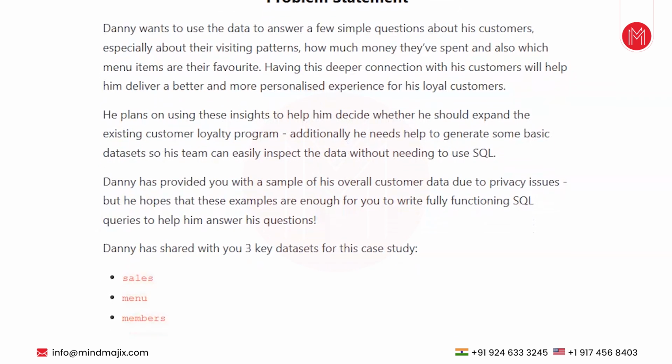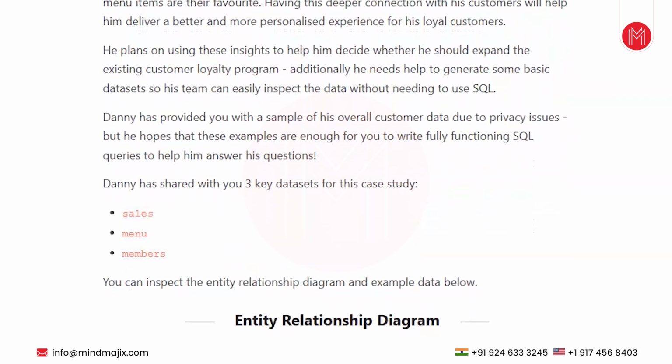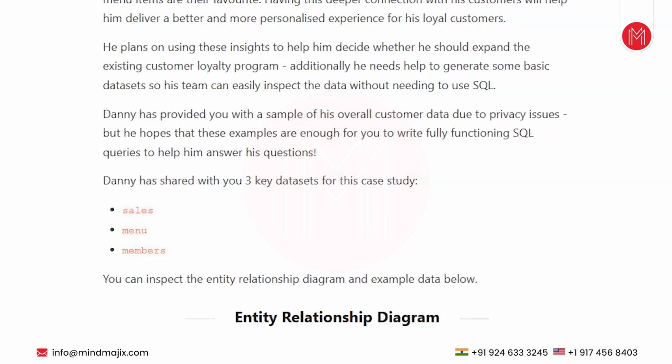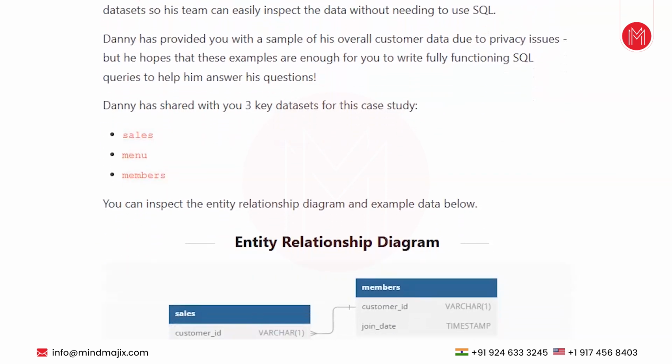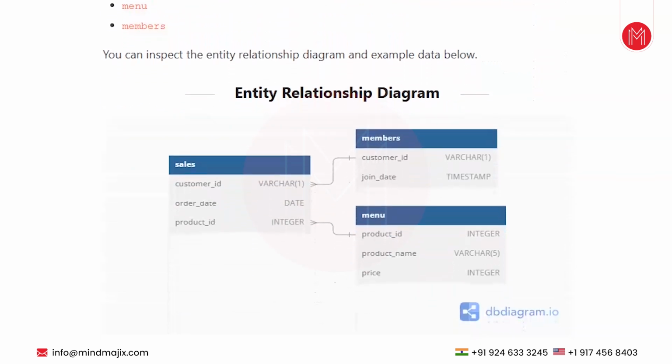So this is his idea. He gave us 3 chunks of datasets: a part of the sales data, a part of the menu data, and a part of the membership data, right? And scrolling further, we have the entity relationship diagram.